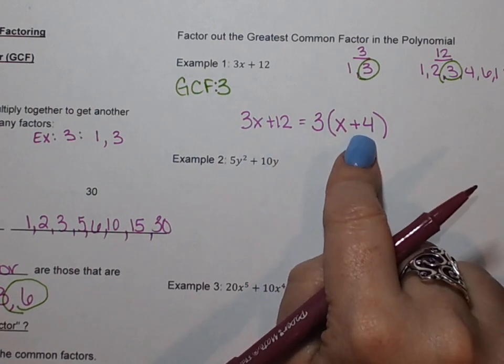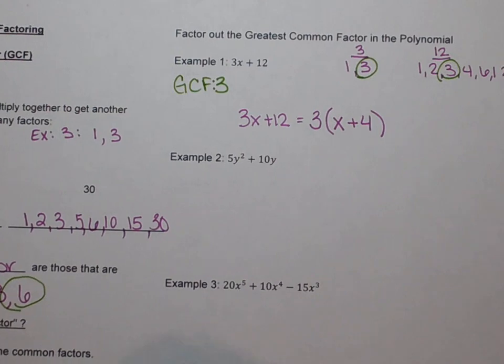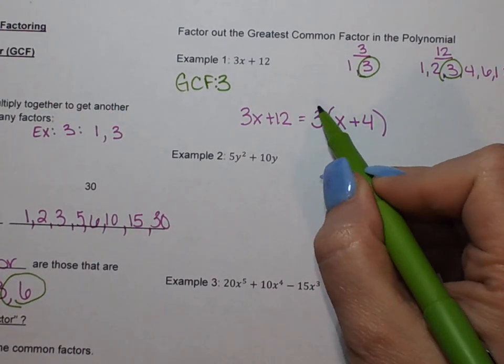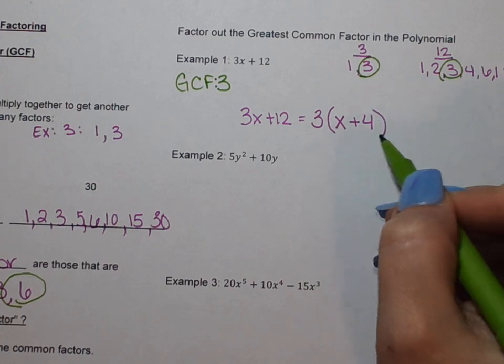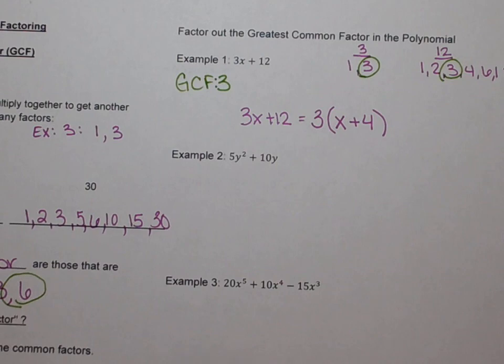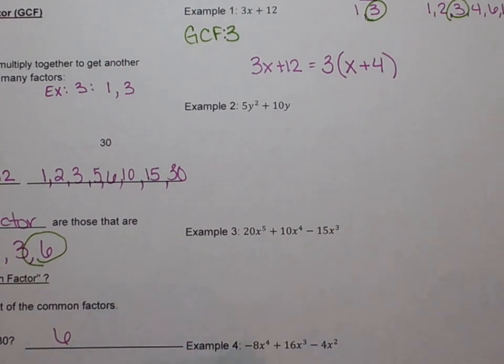These two things are equal. If you're ever worried, if maybe you've done something wrong, you can always distribute this 3 in and multiply it out and see if your answer ends up being the same as what you started with. And if it is, then you've done it correctly. All right, let's go down to the next example.